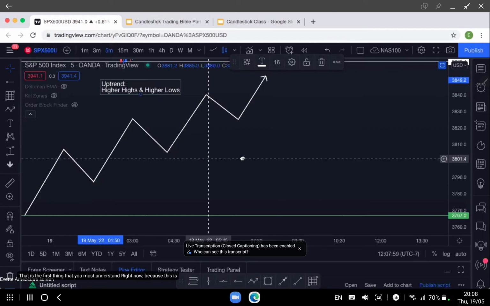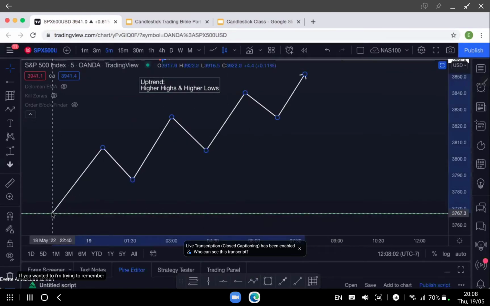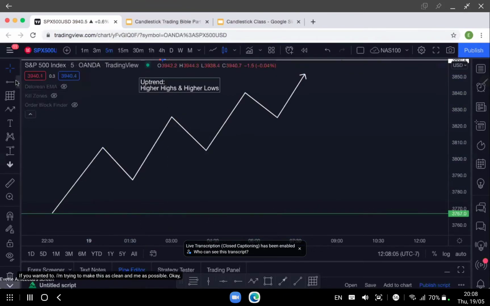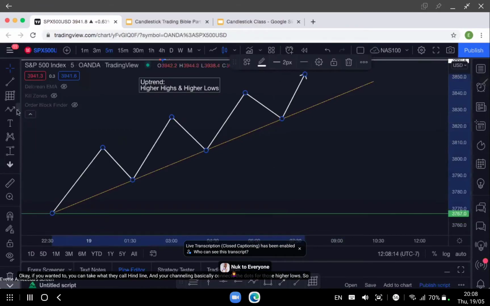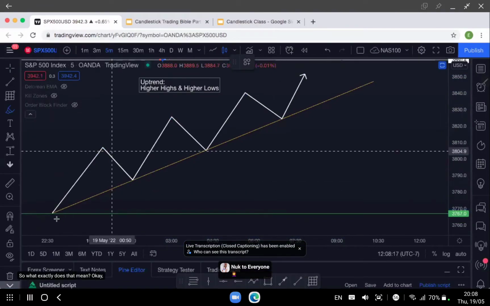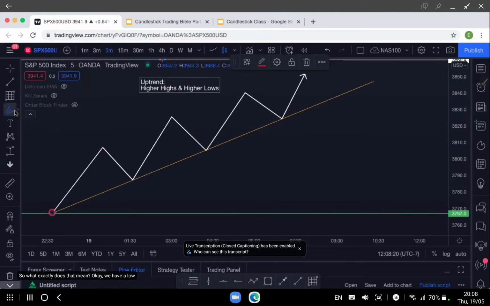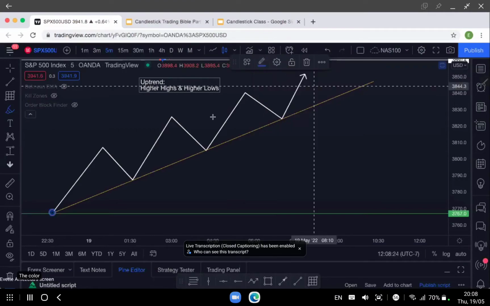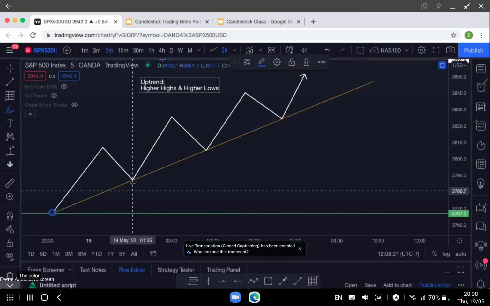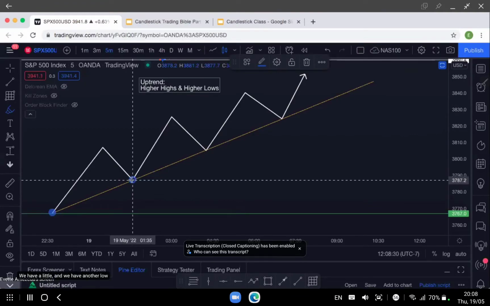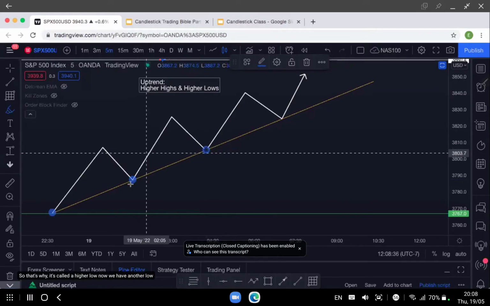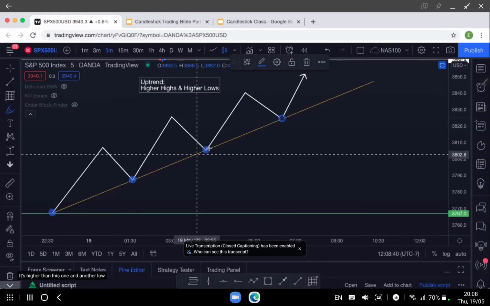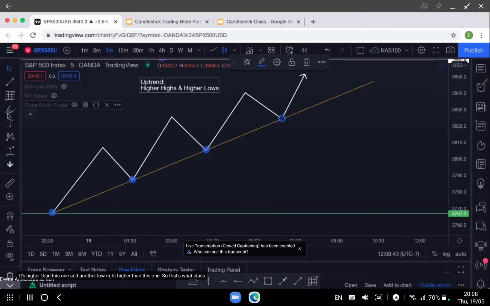Now, because this is an uptrend, if you wanted to, I'm trying to make this as clean and neat as possible, okay? You can take what they call a trend line, and your trend line basically connects the dots for those higher lows. So what exactly does that mean, okay? We have a low. Let me change the color. Blue. Okay, we have a low, and we have another low. This low was higher than this one, so that's why it's called a higher low. Now we have another low, it's higher than this one, and another low, right? Higher than this one. So that's what classifies that as higher lows.